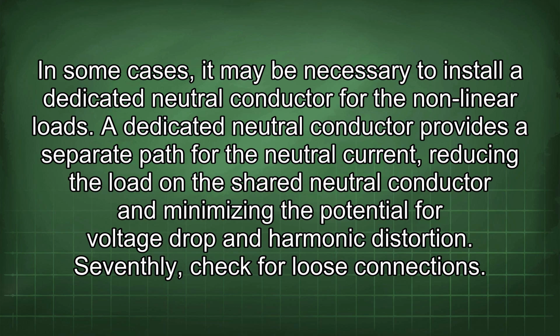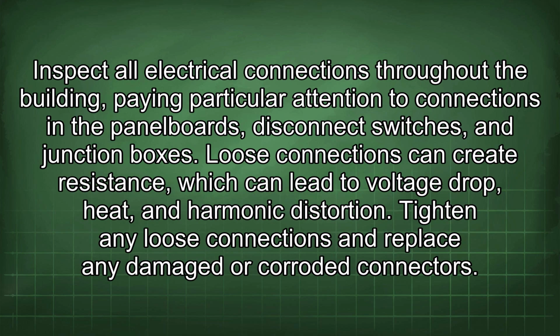Seventhly, check for loose connections. Inspect all electrical connections throughout the building, paying particular attention to connections in the panel boards, disconnect switches, and junction boxes. Loose connections can create resistance, which can lead to voltage drop, heat, and harmonic distortion. Tighten any loose connections and replace any damaged or corroded connectors.